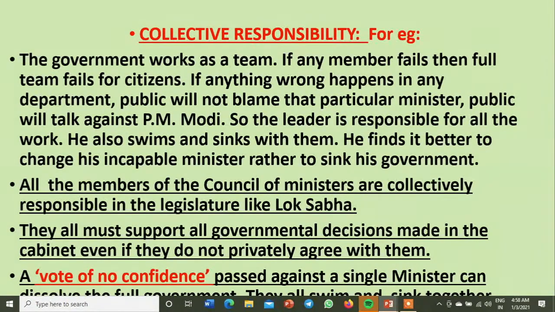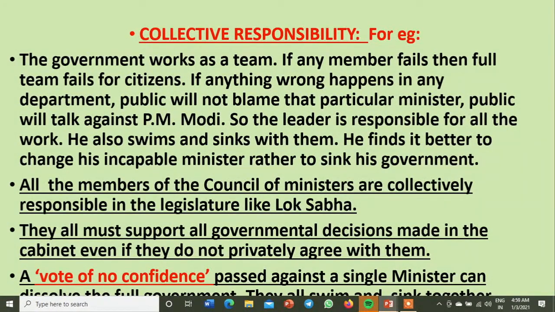They all must support all governmental decisions made in the cabinet, even if they do not privately agree with them. Students, in the Council of Ministers, there are three categories of ministers, that is, cabinet ministers, deputy ministers, and ministers of states. The cabinet ministers come in the core group, and all the decisions are discussed by the Prime Minister with the cabinet ministers. They have regular meetings.